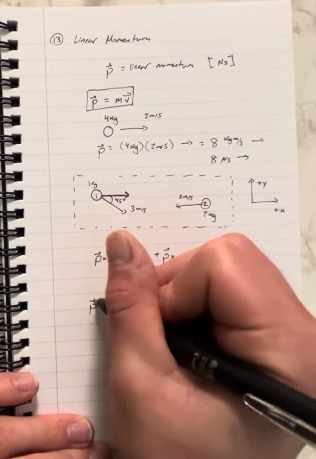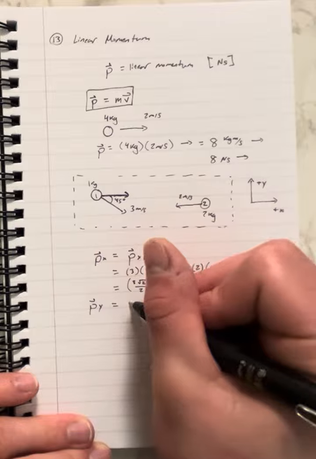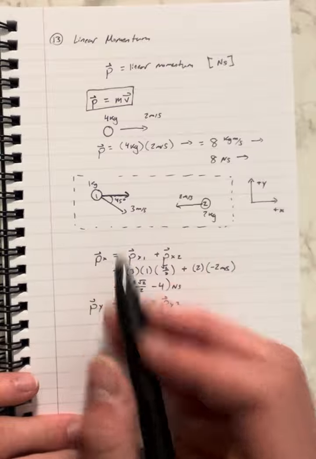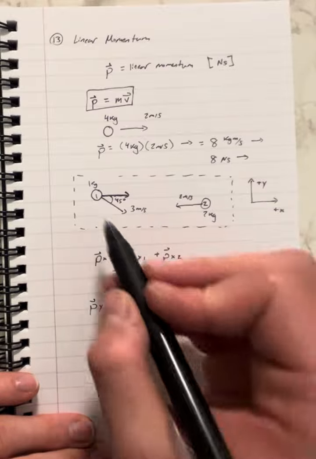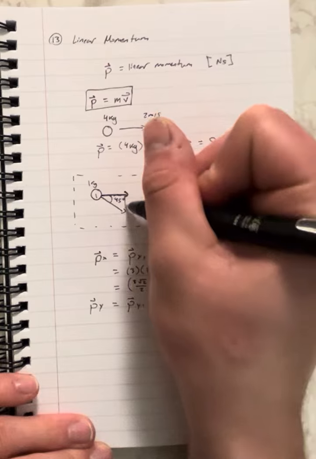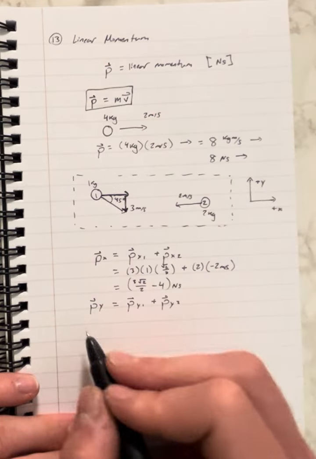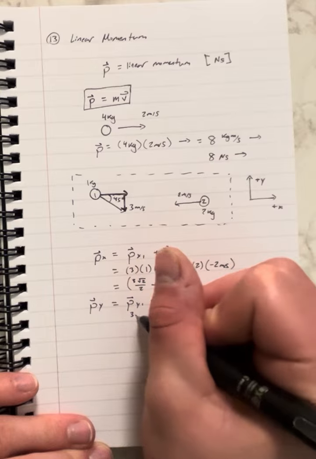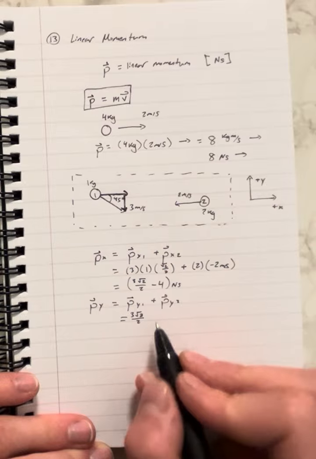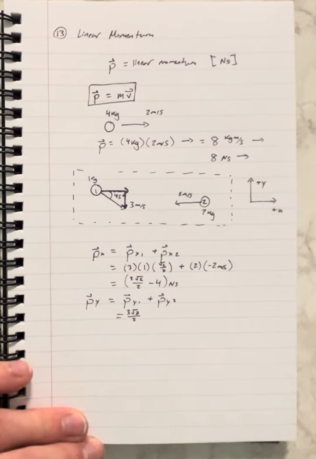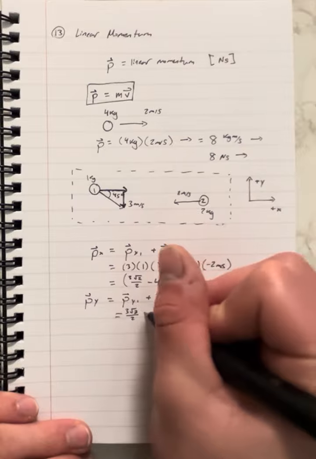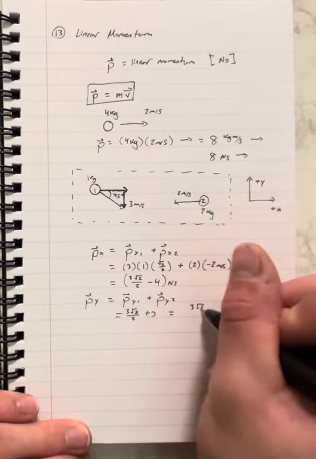And now we can calculate py. py is going to be py1 plus py2. What's py1? Well, it's the same as px1 because we're at a 45-degree angle. So it's going to be this component of the vector, which is 3 times 1 times sine 45, and sine 45 is still root 2 over 2. So this is going to be 3 root 2 over 2 plus py2. Well, what's py2? It's 0, right? Because there's no vertical component of this momentum vector. So it's just 3 root 2 over 2.